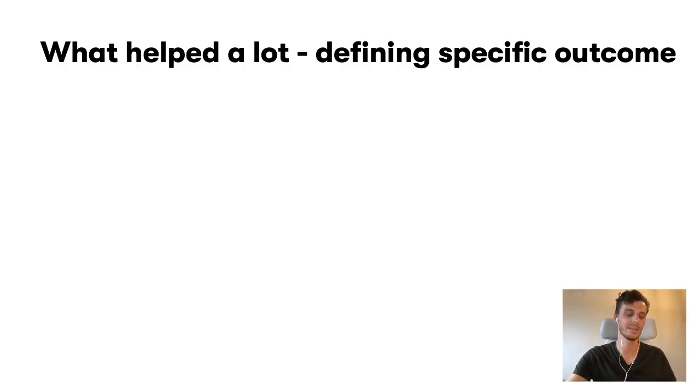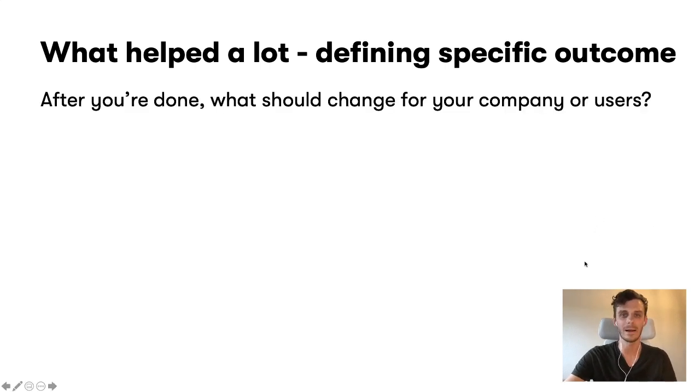Alright, so wrapping this first section up, what actually helped us a lot was defining that goal, right? That specific outcome, where we should have that impact, what we should change for the company or the users when we are done. Because changing user experience or having better user experience, that's a very foggy term. It might sound really good on paper, but what does it actually mean?